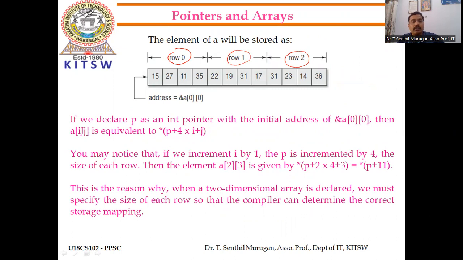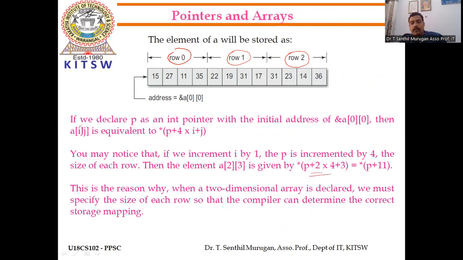So how can we do that? For example, if we declare P as an integer pointer, the initial address is A of 0 0. If we are assigning it, A of I and J will be equivalent to asterisk of P plus 4 into I plus J. That we have to represent.